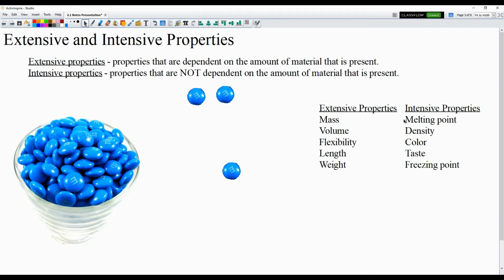So yes, density remains the same no matter how much of that particular thing that you have. So that's an intensive property.